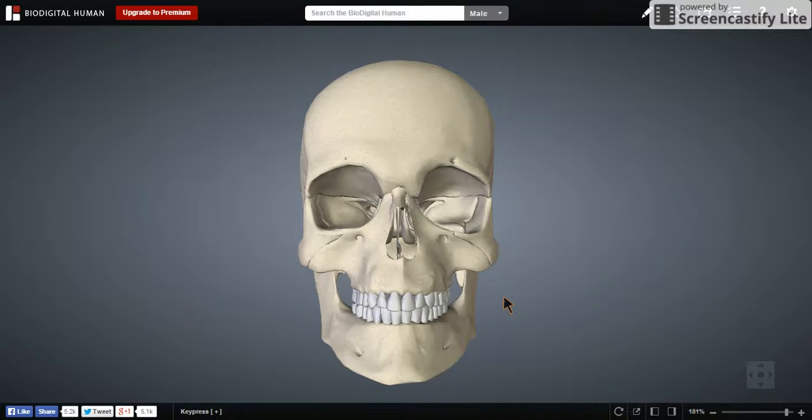Okay, what I'd like to do now is to review some of the major structures of the skull. The skull has two main portions, the cranial bones and the facial bones. Cranial bones are simple, they're large, and they provide the major portion of the skull. The most prominent one anteriorly is the frontal bone.